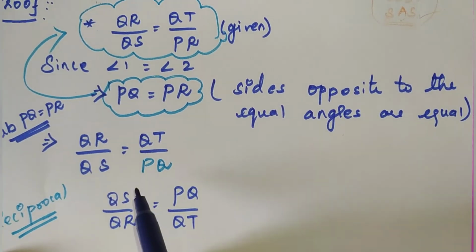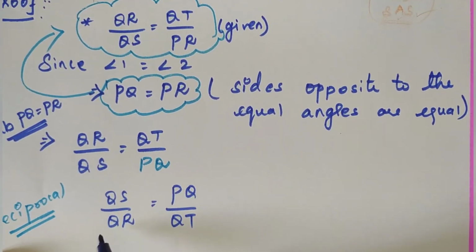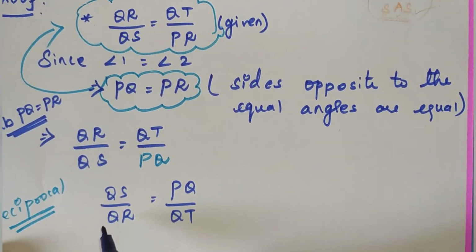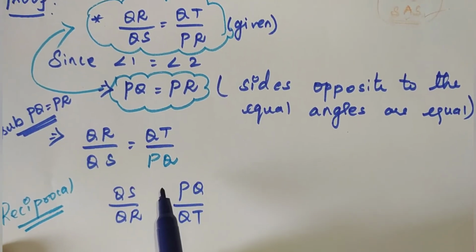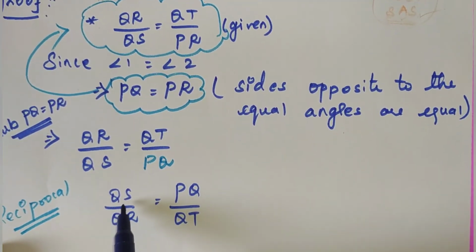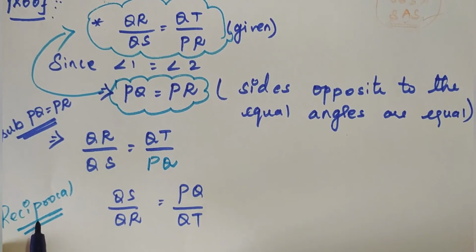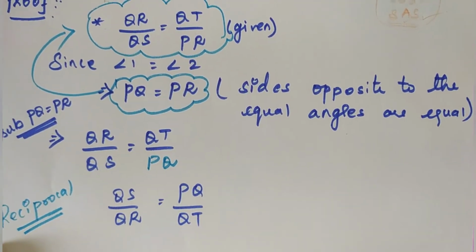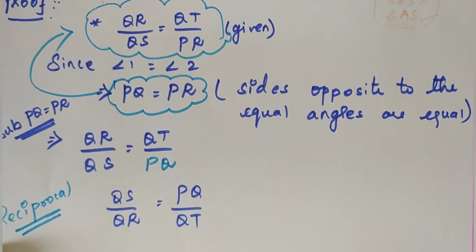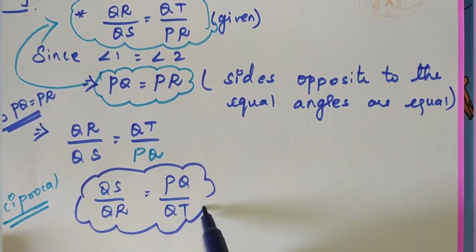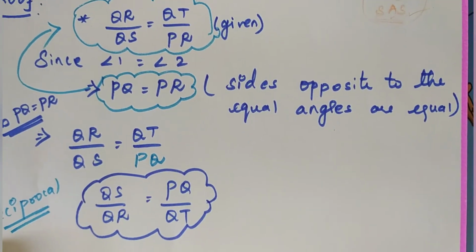Clear all of it? That's why I reciprocaled it. You can ask why we have to reciprocal. Straight away we can write the answer? No, we should not write like that. The numerator has to denote the first triangle and the denominator has to denote the second triangle side. Clear all of you? Now QS divided by QR, PQ divided by QT.